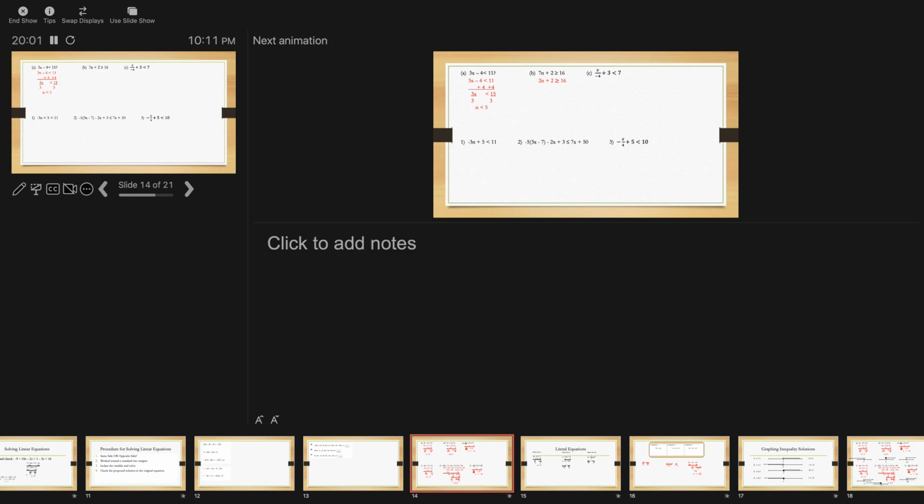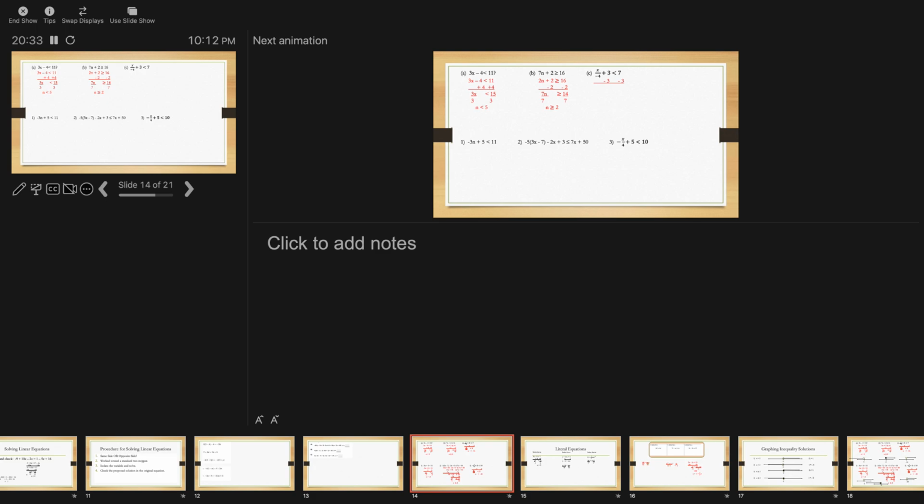Letter B, subtracting 2. Oh, here's my dumb mistake of the day. That should say 7n. I have 2n. Minus 2 from both sides. Oh, look, I get back to 7n. Okay, I didn't lose it. Dividing by 7. N is greater than or equal to 2. Is 2 a solution to this inequality? The answer is yes, because n can be greater than or equal to 2. Does 3 work? Yes. Does 1.999 work? No.